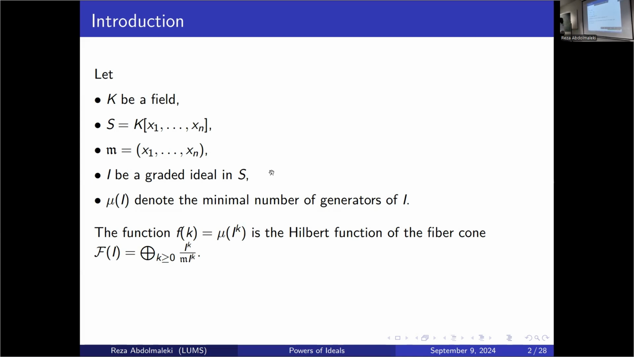So if we consider this function f of k to be mu of I^k, for a graded ideal I, then this is the Hilbert function of the fiber cone of I. The fiber cone of I is by definition this one, and the Hilbert function is just the dimension of these components. In each point, it is the dimension of this component as a vector space.